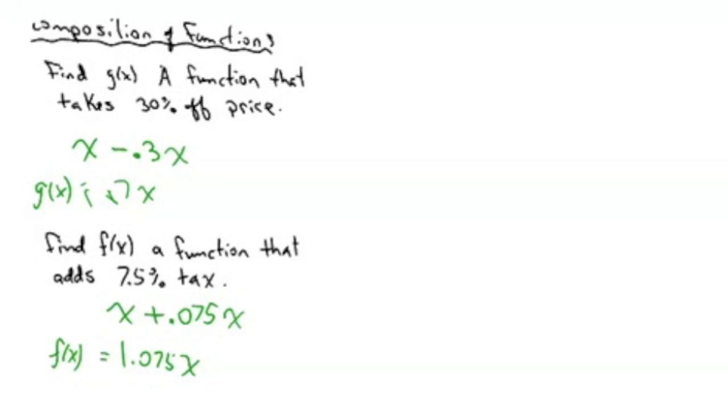So, let's say we let x equal $75. So g of $75 will tell you how much the item costs on sale. So what is 0.7 times 75? 52.5. So this would be $52.50. That would be its sale price.